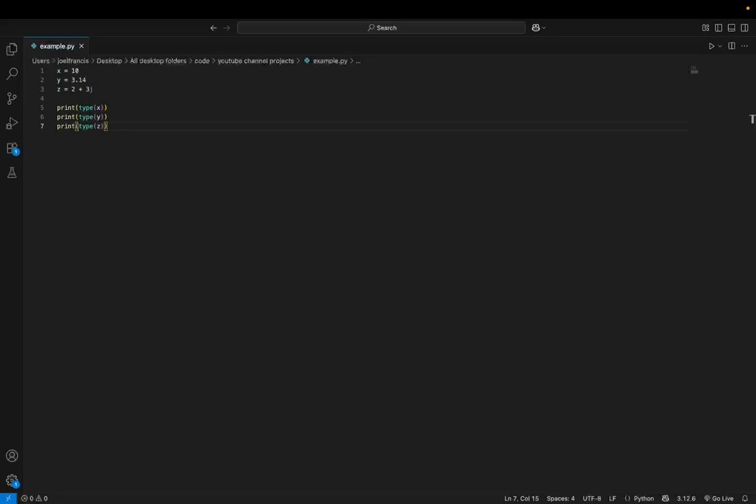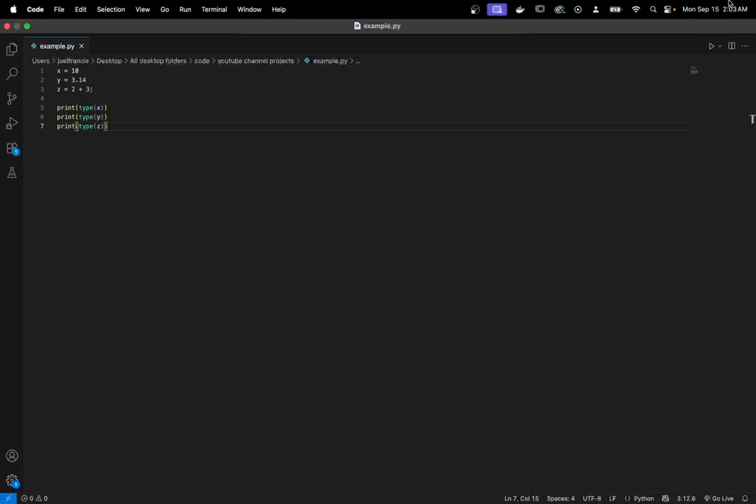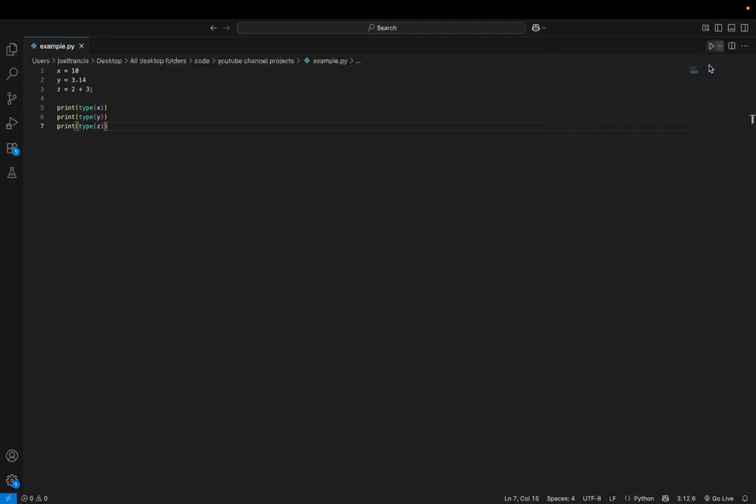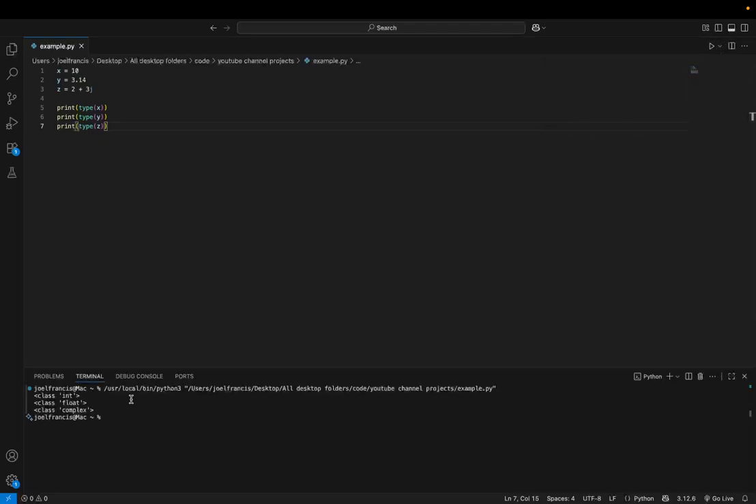If we run the code, you can see Python tells us the type of each number using the type function. x is an integer. That's the first variable we printed out. Then we print out the type of y. y is a float. And then we printed out the type of z. And we can see that z is a complex number.